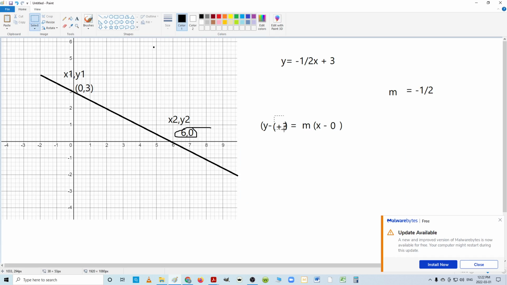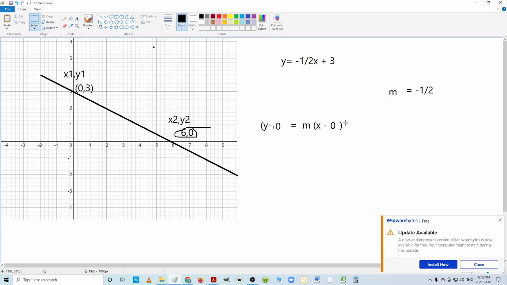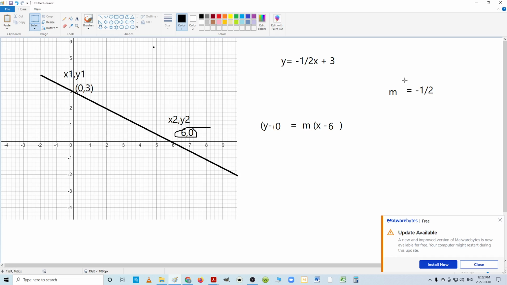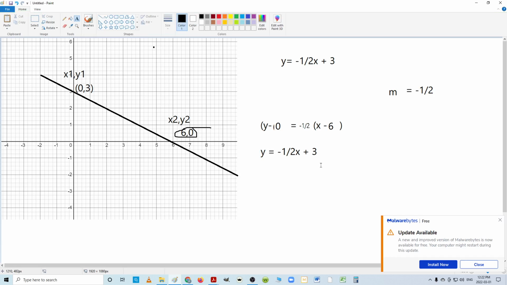So instead of minus 3 here, let's do minus 0, y minus 0, and x minus 6. It's still going to work. And now remember that we've already figured out our m was minus a half. So we can put minus a half right there for m. Okay, y minus 0 is just y. Minus a half times x is minus a half x. And minus a half times minus 6 becomes plus 3. Look at that. It came up with the same formula.